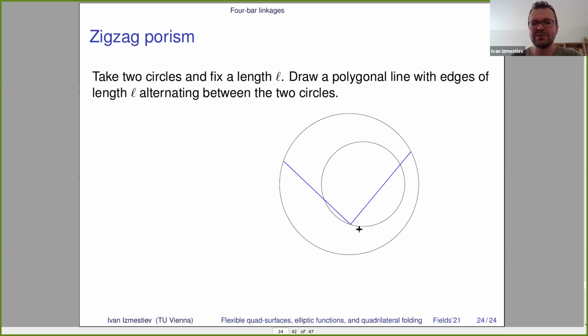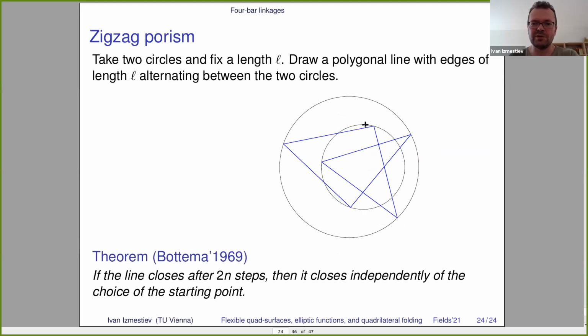Then let us construct a polygon, a zigzag, by jumping between these two circles. From this point, I again draw a segment of length L to another point on the small circle. From there, again a segment to the big circle, again to the small circle, and here I have come back to my initial position. A theorem by Bottema says that if this zigzag closes after 2n steps, then it closes independently of the initial choice of the point. If I start with any other point on the big circle, then again this chain will close.